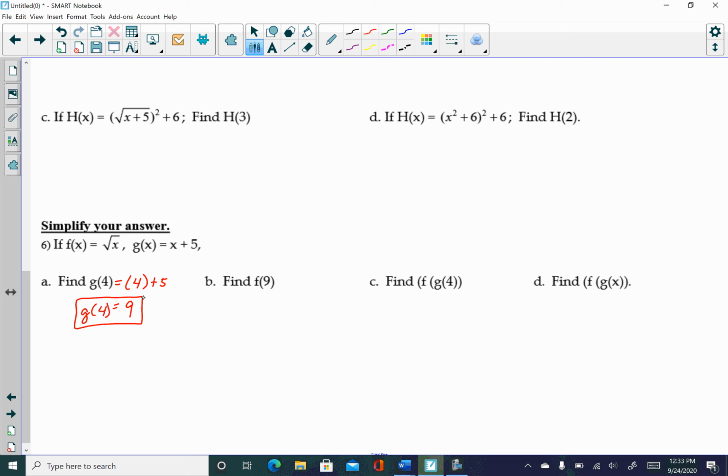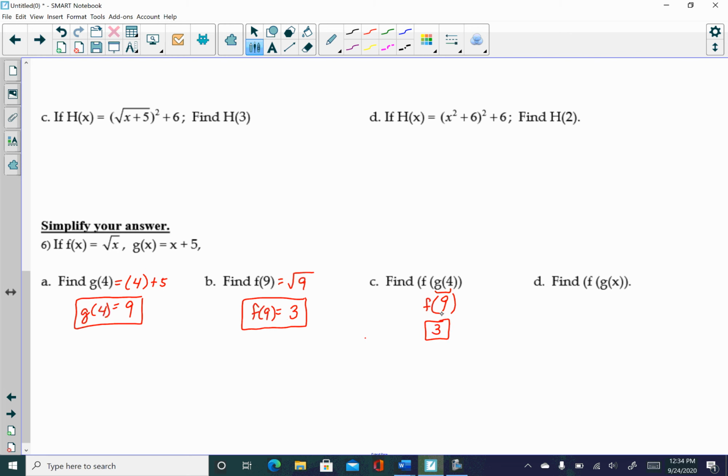Now B says go to your f function. Everywhere you see an x, plug in 9. So the f function is the square root of 9. So that's just going to give us 3. So f of 9 is equal to 3. That's our answer. Now letter C is another one of those composition of functions. Like we just said a minute ago, we're going to work from the inside out. Find g of 4 first, which we did already. G of 4 we know is 9. So that right there became 9. So now I'm finding f of 9, and I just had you find that. F of 9 is 3.